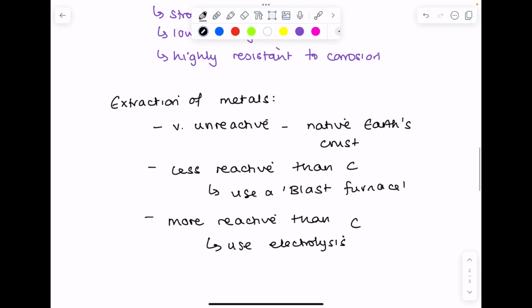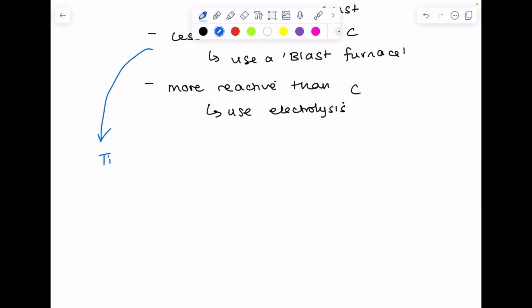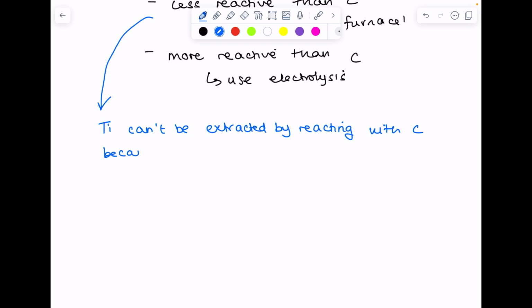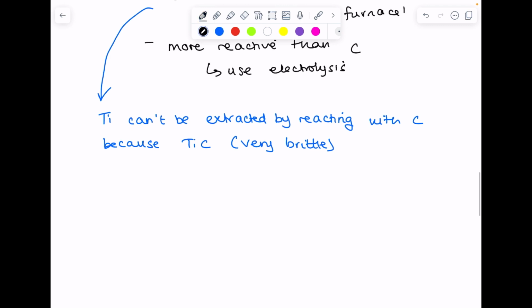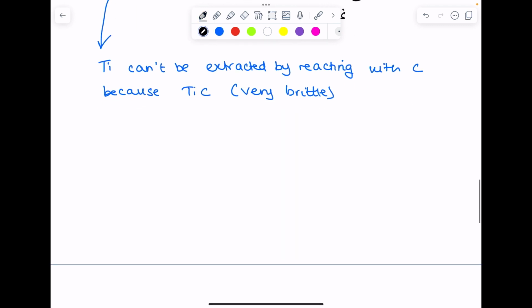Now, titanium isn't particularly reactive, so you would expect to use reduction with carbon, but unfortunately, when you react it with the carbon, it forms titanium carbide, which is very brittle. So let's make the note, titanium can't be extracted by reacting with carbon because titanium carbide is formed, which is very brittle. So that means it breaks very easily when a force is applied.